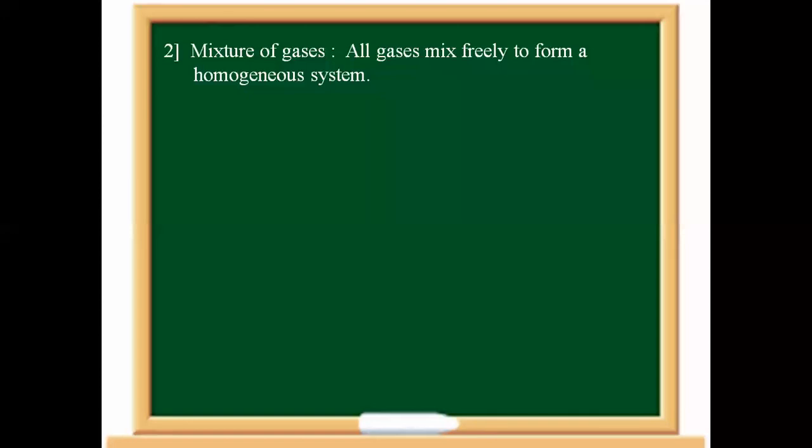So here, even if there are n number of gases in a system, we still say the number of phases in any mixture of gas is 1, because all gases mix freely to form a homogeneous single system. We just cannot look at the air in the room and tell, okay, there is nitrogen, there is oxygen, there is hydrogen or carbon dioxide. Whenever there is a mixture of gases, we say it forms a homogeneous system, and the number of phases is just 1.